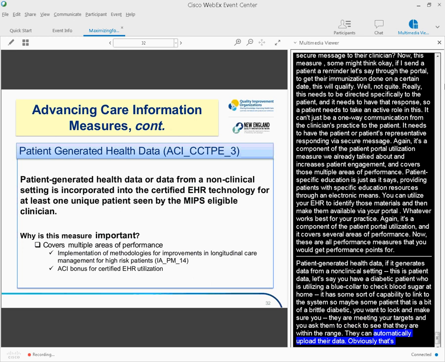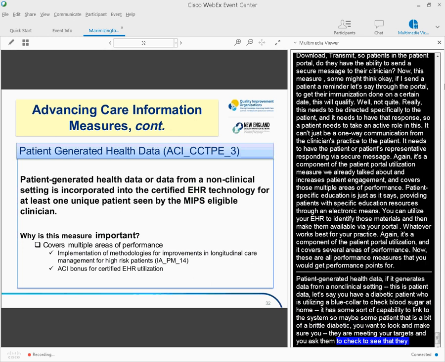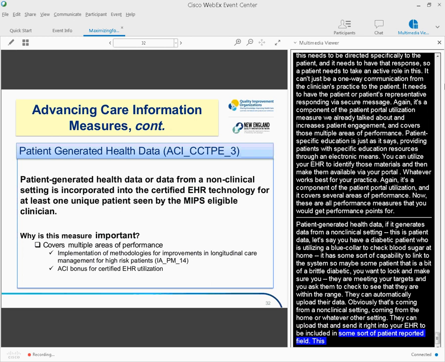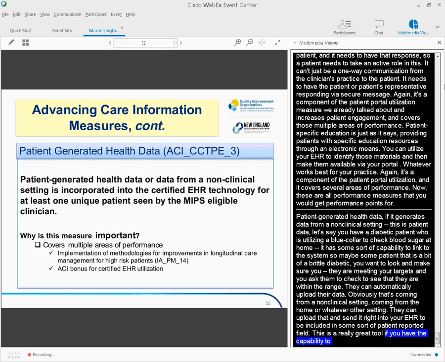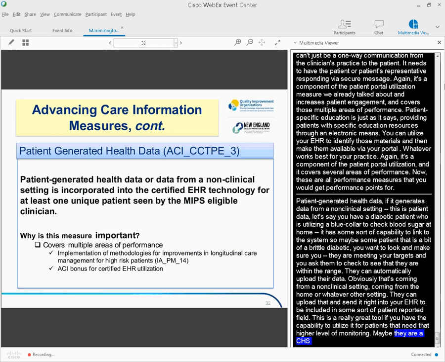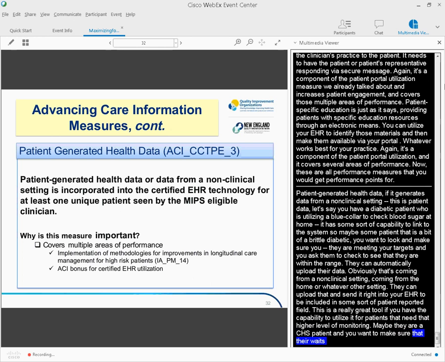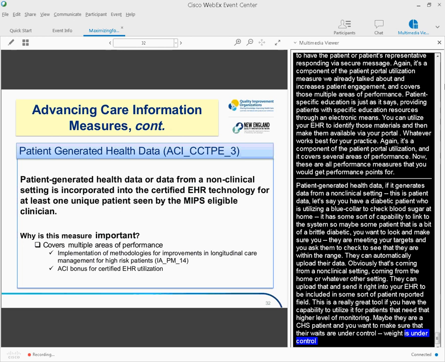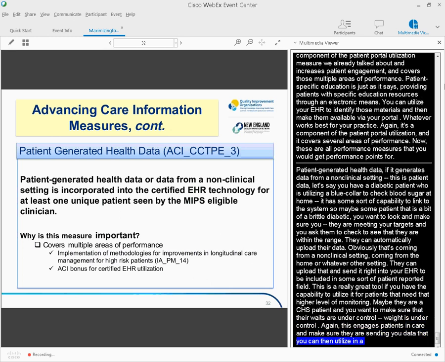This is a really great tool if you have the capability to utilize it for patients that need that higher level of monitoring. Maybe they are a CHF patient and you want to make sure that their weights are under control, or you're trying to monitor specific symptoms. This is a great way, again, to engage the patients in their care and make sure that they're sending you data that you can then utilize in a meaningful way when the patient isn't physically sitting in your office. So really nice tool if you can get it in place. Again, it covers multiple areas of performance.